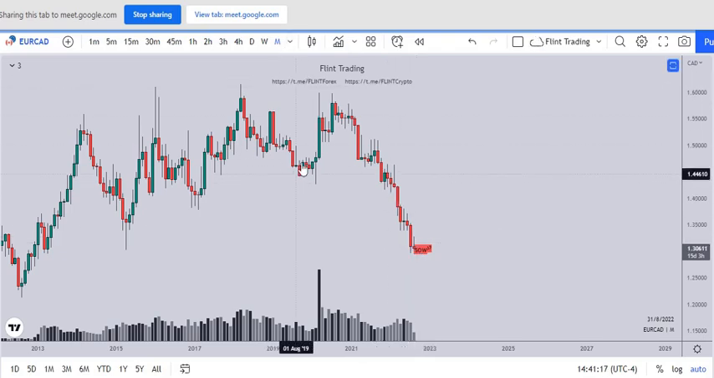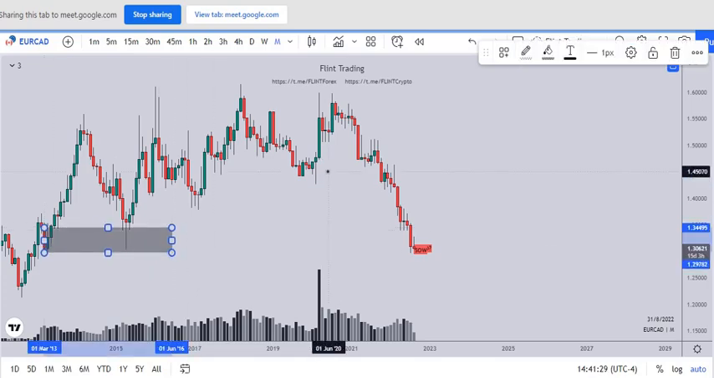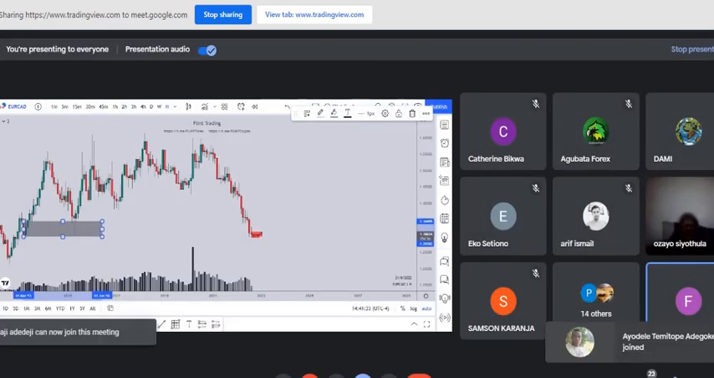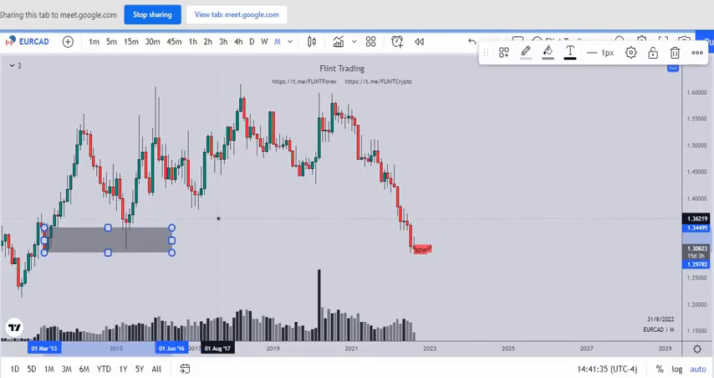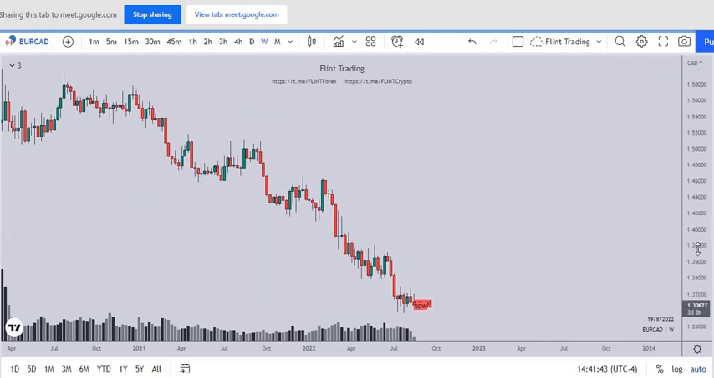So that was giving me the idea that price would be going downside sooner. And we have this mitigated order block. This was an order block, and it has been mitigated already. As you know, order blocks get weaker the more they are mitigated. So let me go down to weekly.